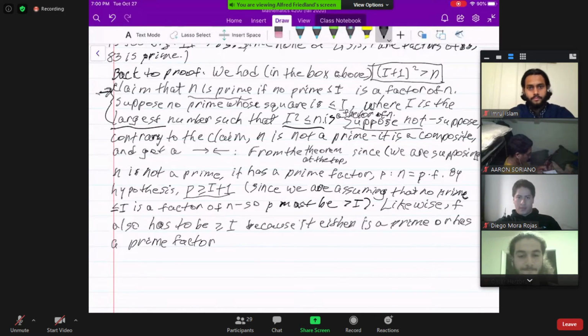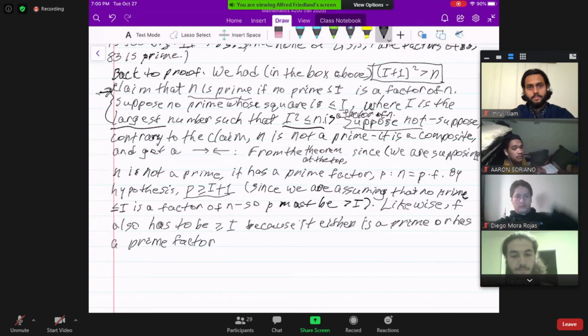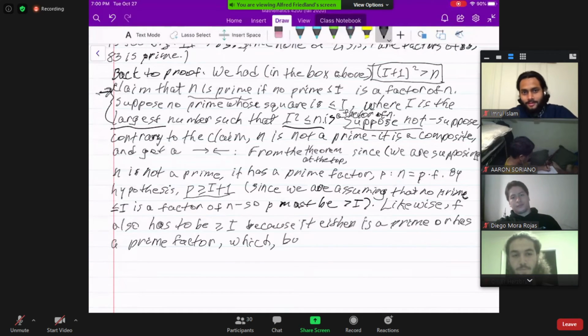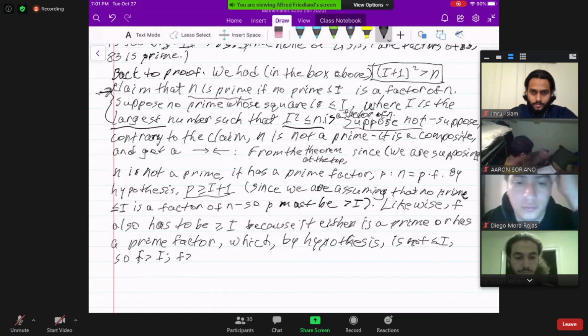And again, as in the previous parentheses, since we're assuming that no prime less than or equal to I is a factor of n, F has to be greater than or equal to I, because F either is a prime or has a prime factor, which by hypothesis is not less than or equal to I. So F is greater than I. F has to be at least I plus 1.